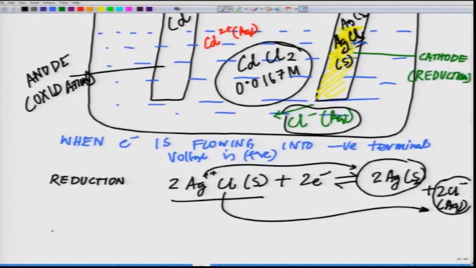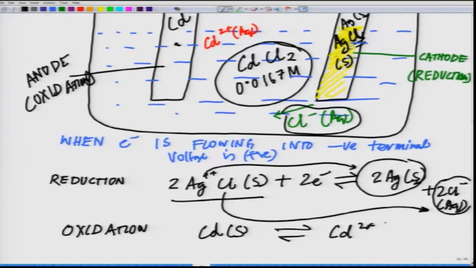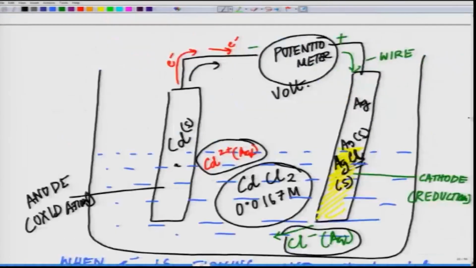Now, what is the oxidation reaction which is happening? In the oxidation reaction, you have the cadmium which is solid, you see that solid cadmium out here, and the solid cadmium is getting oxidized, becoming Cd2 plus in the aqueous system. So you see this is the aqueous solution and it is losing those two electrons. Those two electrons are shown here. These are the electrons which are traveling.